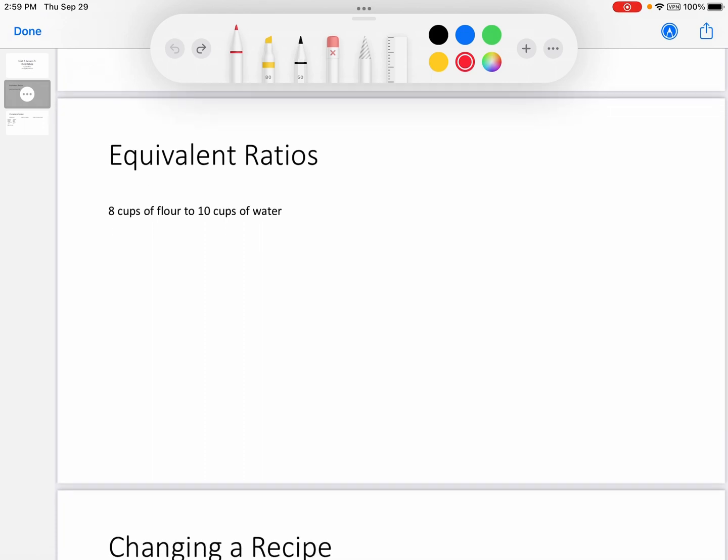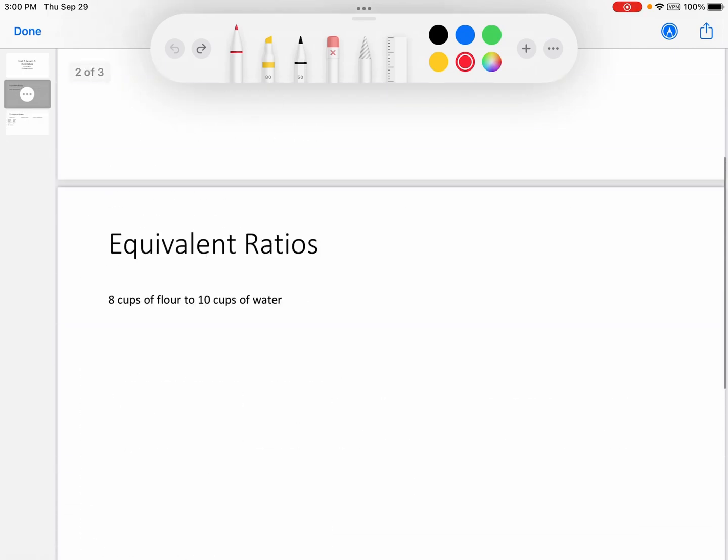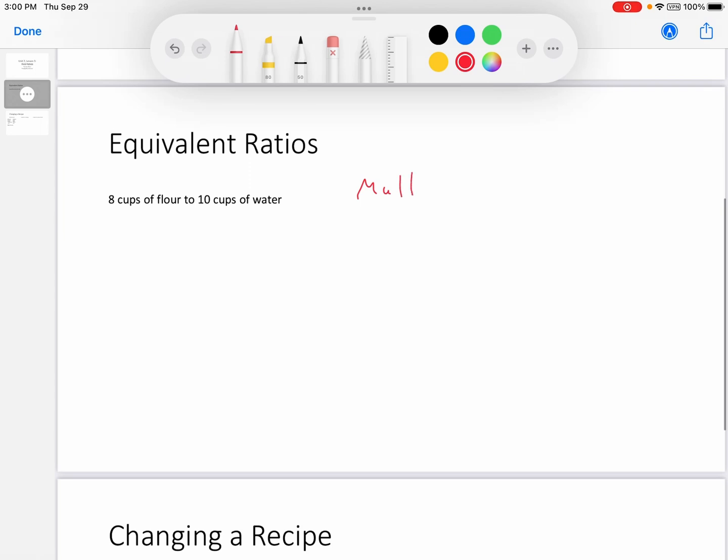So here we have 8 cups of flour to 10 cups of water. You might be making a bread dough using this type of mixture. So let's see what would be equivalent to that. Well, it would be equivalent to that if we multiply, or also if we divide. We can get equivalent using either one of them. So let's multiply. Well, 8 times 2 is 16 cups of flour to 20 cups of water.